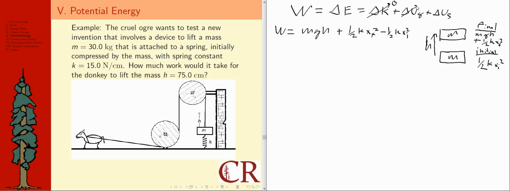This one here, the change in the gravitational energy, wound up being that mgh that I got there, and this wound up being, I don't know if I should have written it this way, 1/2 k times x final squared minus x initial squared, which is equivalent to what I have over here.